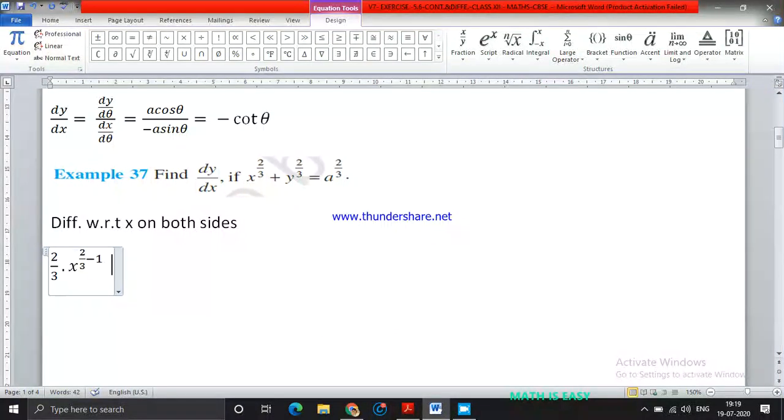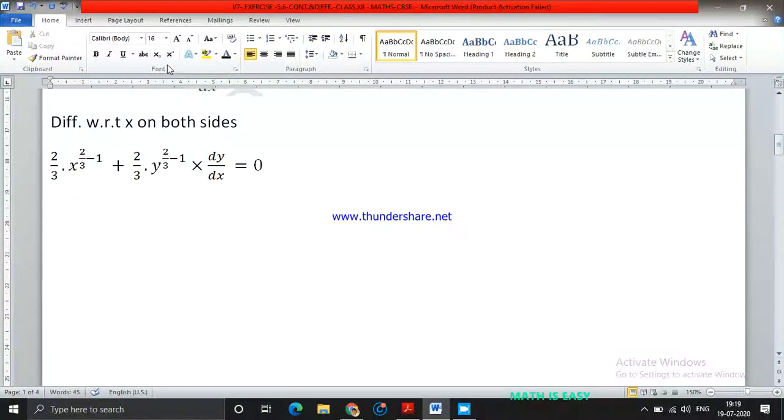Okay, next, plus, now you have to differentiate y to the power of 2 by 3. The formula will remain the same: 2 by 3 into y to the power of 2 by 3 minus 1 into dy by dx will come, because I am differentiating y with respect to x. So it will come dy upon dx is equals to, now a is a constant term, differentiation of a constant term is going to be 0.